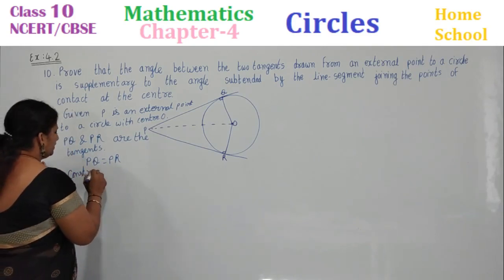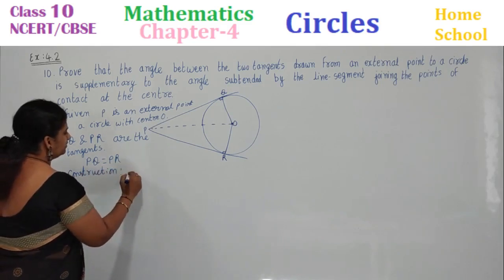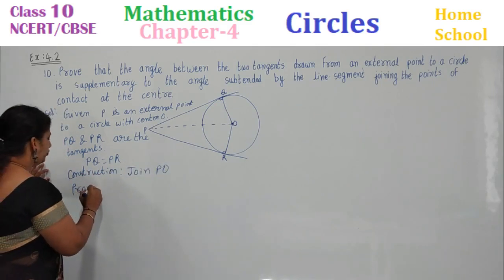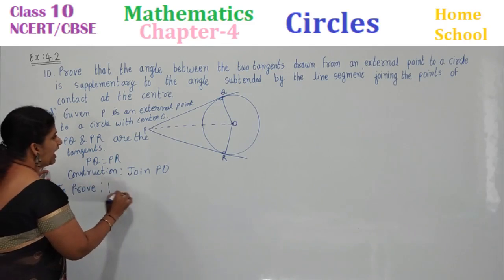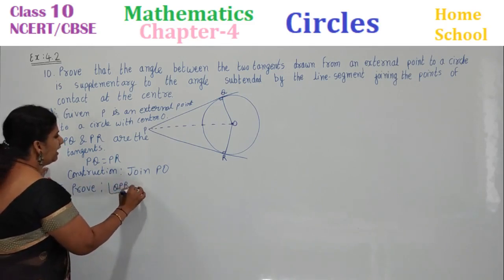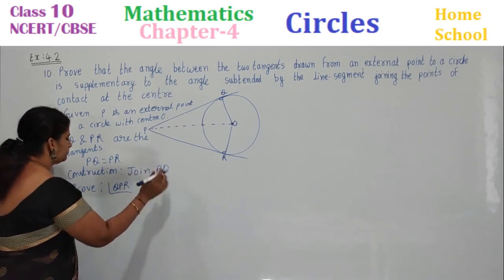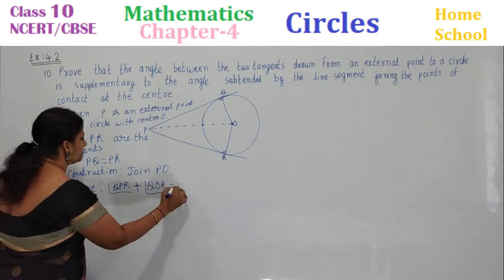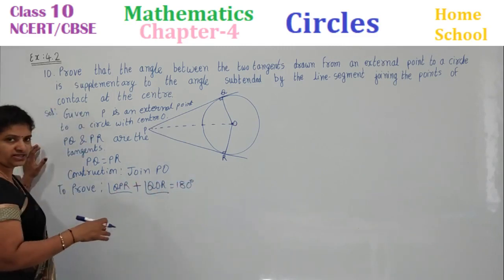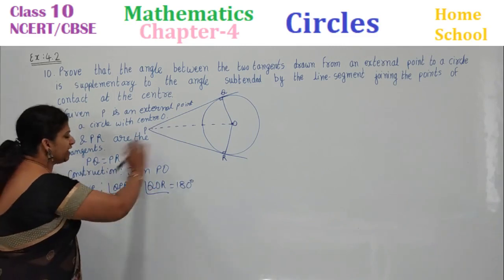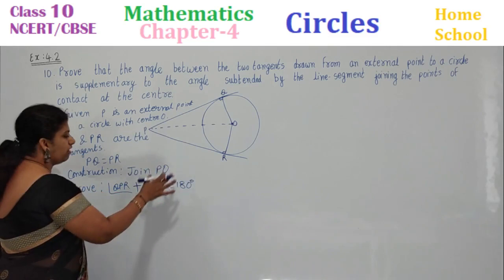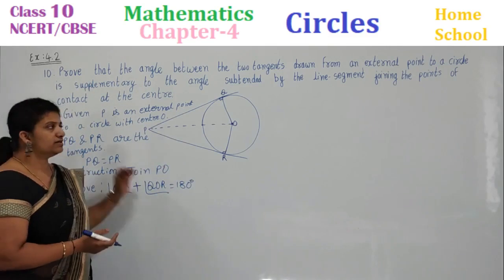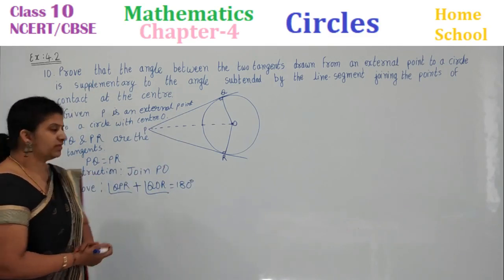Construction. What is the construction I have done here? Join PO. Next, what to prove? To prove angle QPR plus angle QOR is equal to 180 degrees. Anyone you can say, children, angle QOR is equal to 180 minus angle QPR; also, they may ask the question as angle QPR is equal to 180 minus angle QOR. It is the same problem. They may ask in 3 ways.